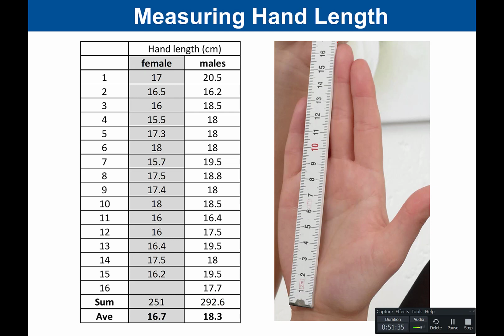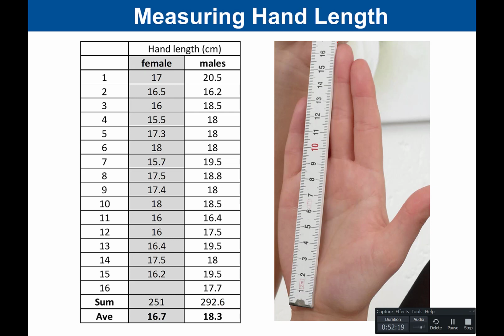Now, we have all the data for all the females and all the males. But what we want to know is what is the average hand length. So what you do for this data is, for females, you add up the hand lengths for all of the females in the class. So the sum in this case, the total, would be 251. To get the average, you have to take that sum and divide by the number of data points. So you would take the 251 and divide by 15. And so the calculated average for females for hand length is 16.7.